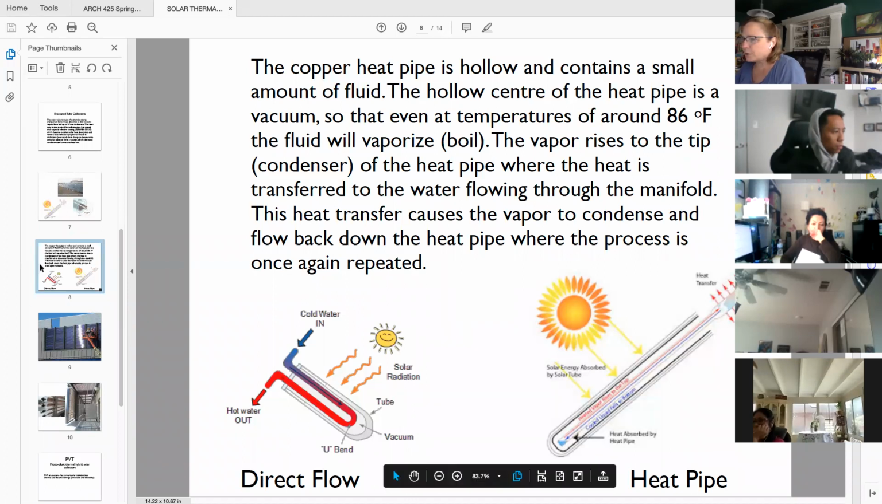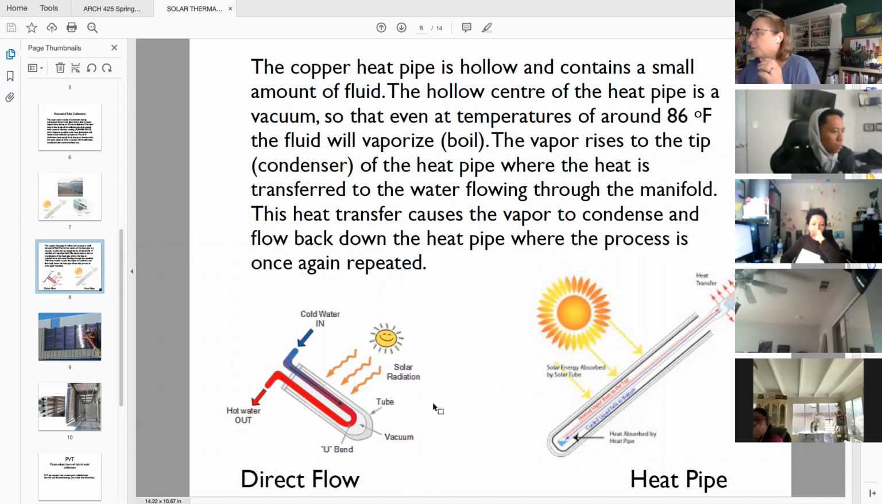Okay, so these are two other diagrams. So here's the direct flow. Oh, the heat pipe. I'm sorry, there's two types. There's the direct flow and the heat pipe. The heat pipe also relies on vapor and then condensation to collect the water. Don't have to worry about it too much. There's just a couple different types of evacuated tubes.